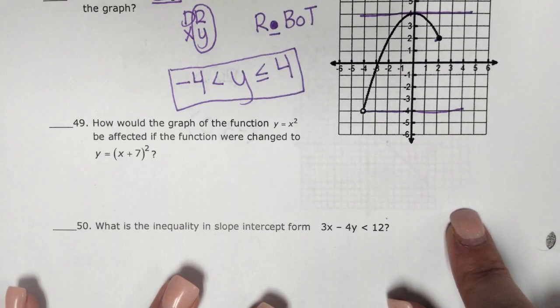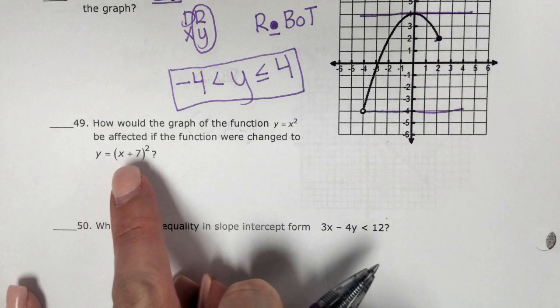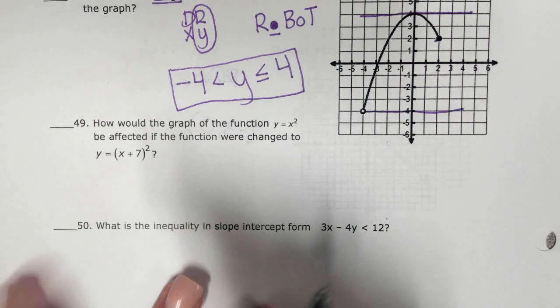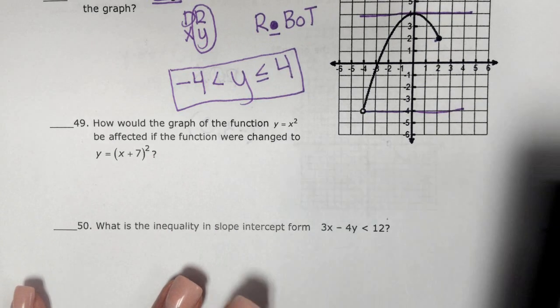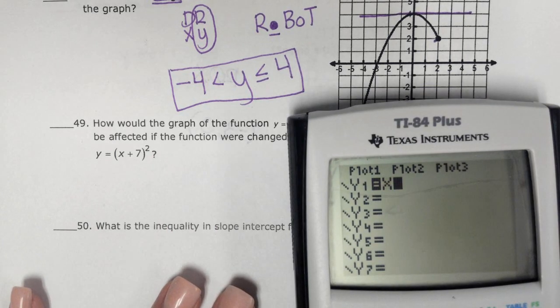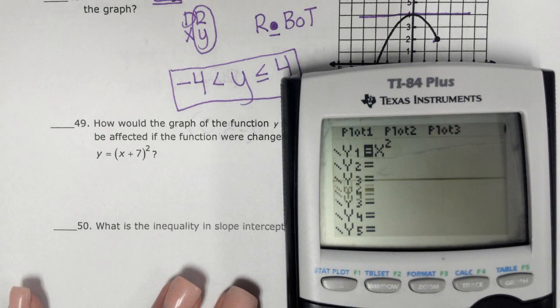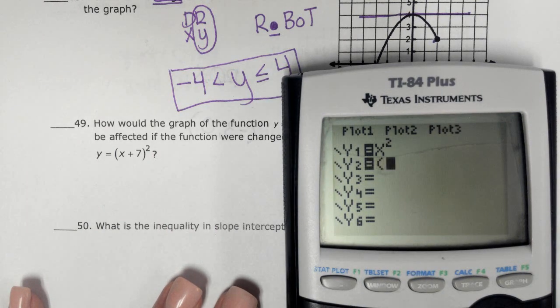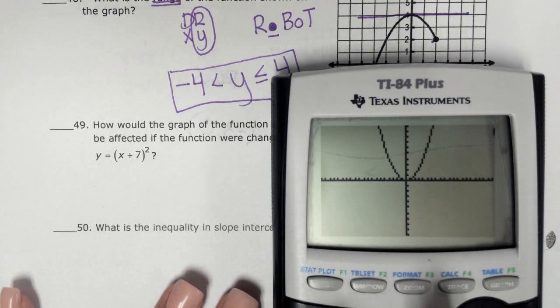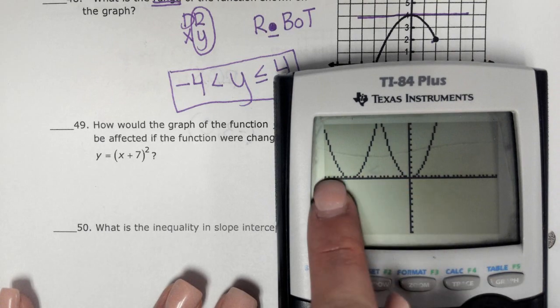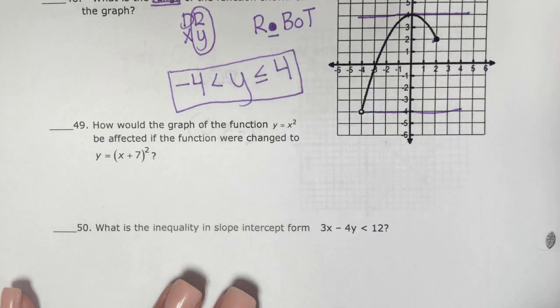How would the graph of the function y equals x squared be affected if the function were changed to y equals (x plus 7) squared? Okay, so I know my rules, but let's just say I don't. I could go on my calculator, put y equals x squared in y1, and they're asking for (x plus 7) squared. And let's look at the graph. So there's the original, and there's my new one. It was here. It went here. It went left.